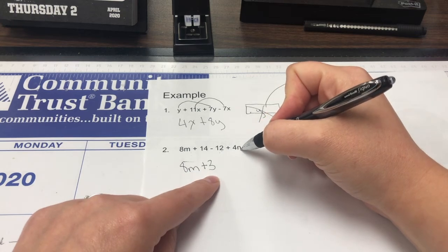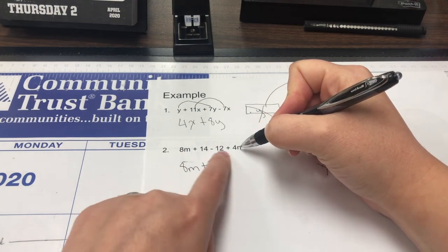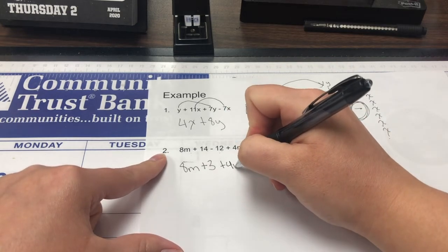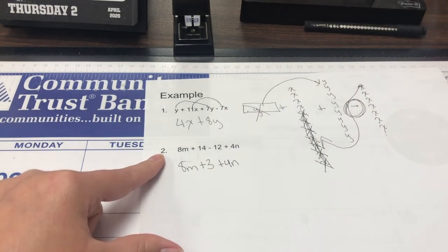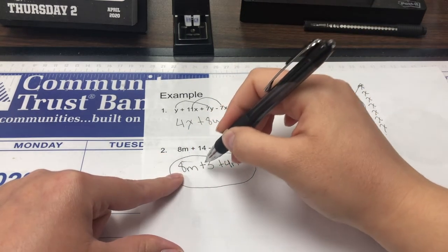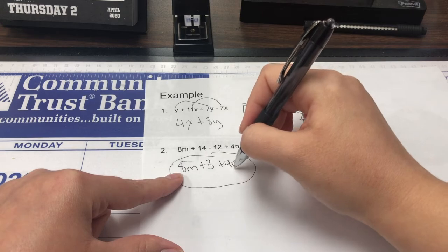Then I have 4n. Do I have any other n's in my expression? No. So I'm going to bring it down and say 4n. So my final answer is 8m plus 2 plus 4n.